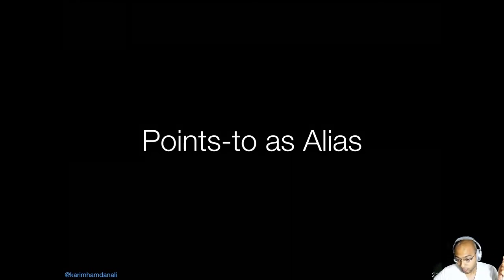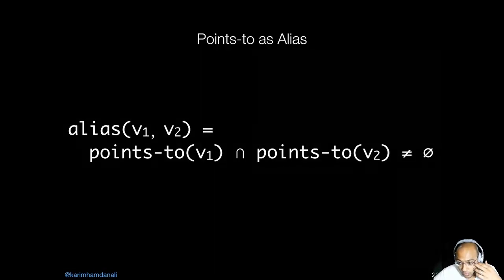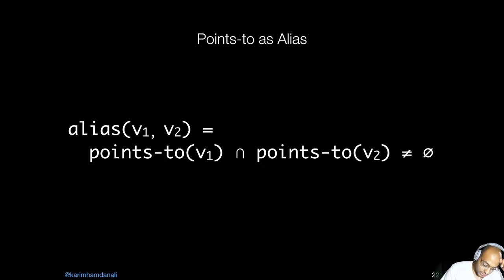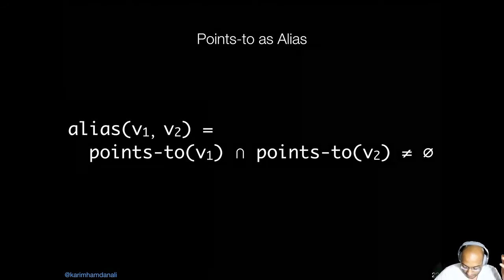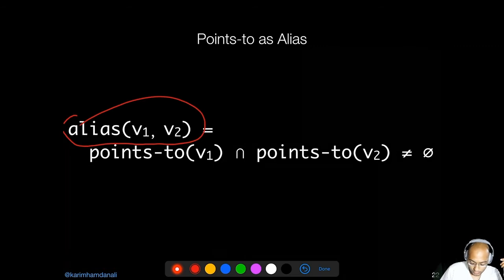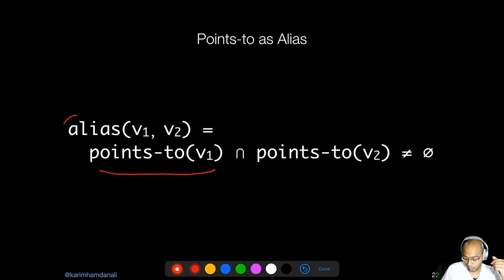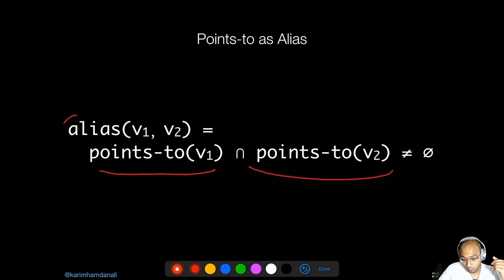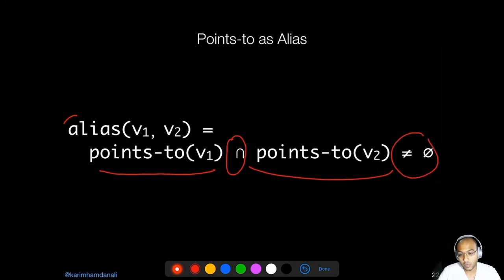Generally speaking, if you do have points-to information, if you had a pointer analysis running and you have the results, you can say that the result of the alias query v1 and v2 is exactly saying: get the points-to set of v1, get the points-to set of v2, find their intersection, and if that is non-empty, then these two variables alias. Because that means that they share some allocation object or allocation site that they both point to at the same time.